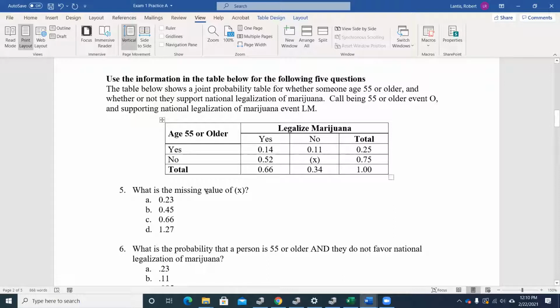So what would the missing value of X be in this contingency table? First of all, which of these can I rule out right away? If I'm looking for a probability, 1.27 can't be right. I can't see anything outside the range of 0 to 1. So right away, I now have a one in three shot if I'm just guessing, just from remembering that principle.